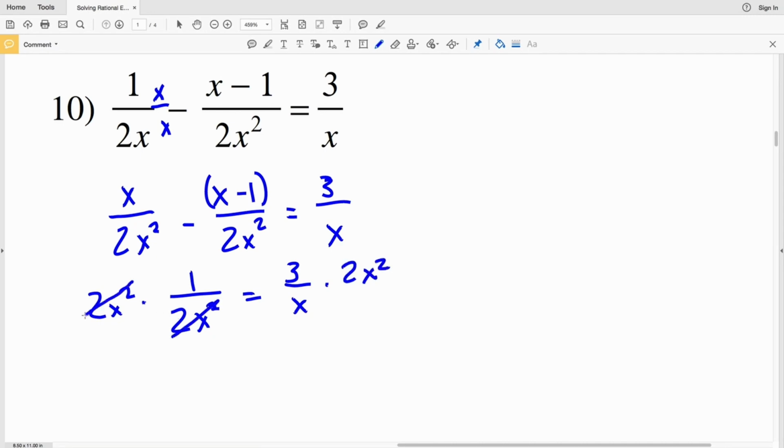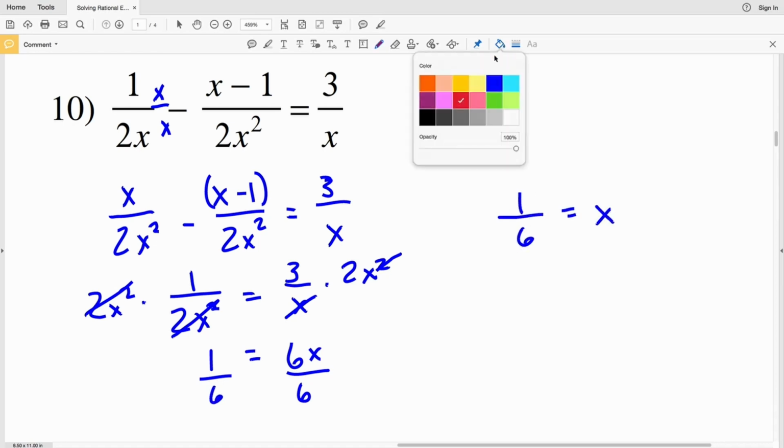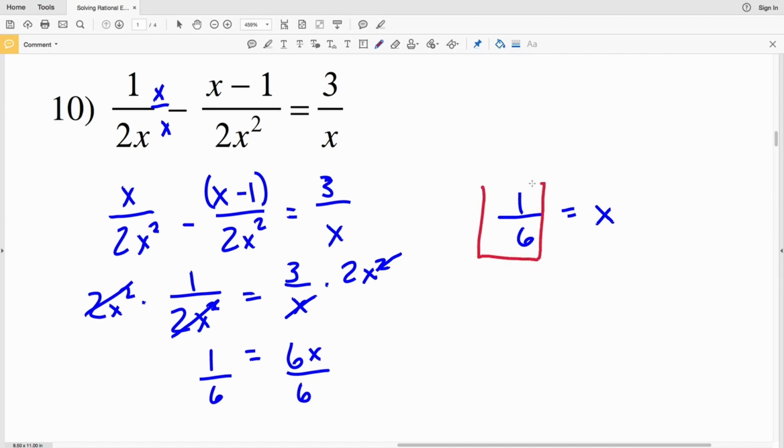I'll be left with 1 on the left-hand side, and that's going to be equal to 3 times 2 times x on the right, since the x in the denominator cancels out with one of the x's in the x squared. So I'll have 6x on the right-hand side, and when I divide both sides by that 6, I'll get that 1/6 is equal to x. So 1/6 is the solution for number 10.